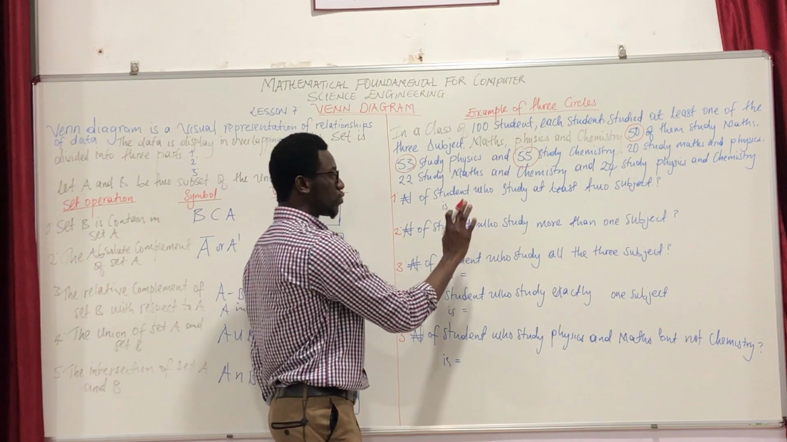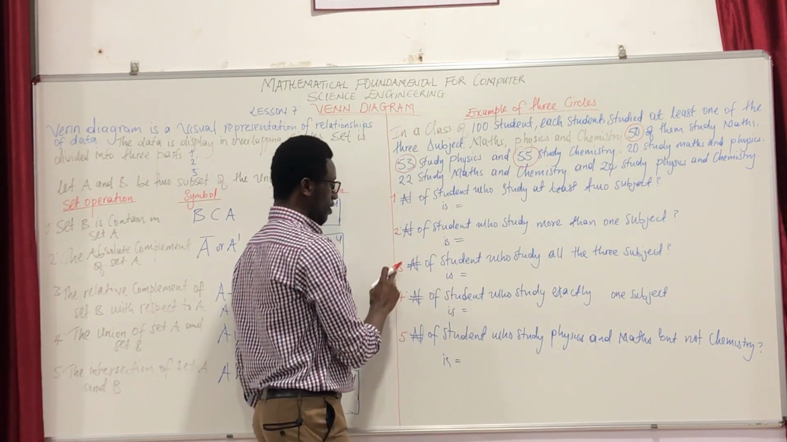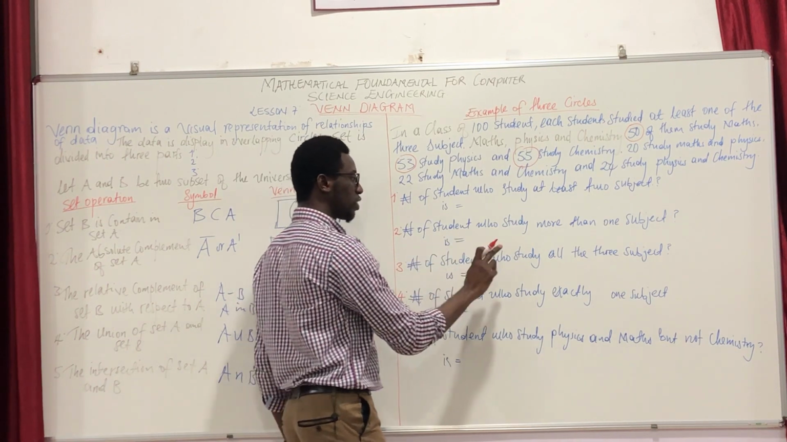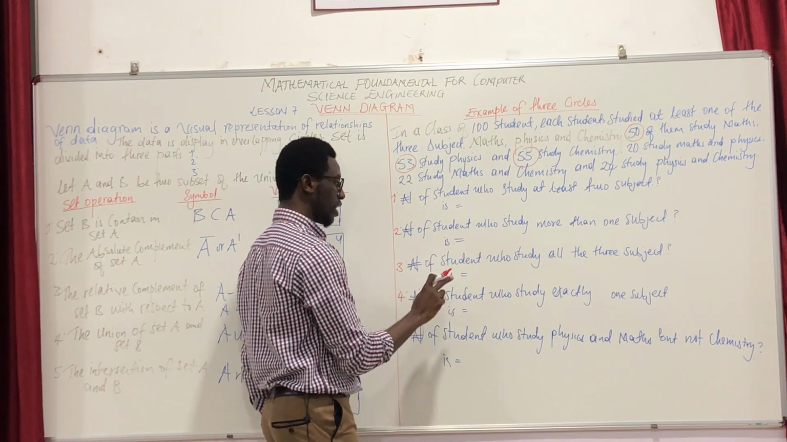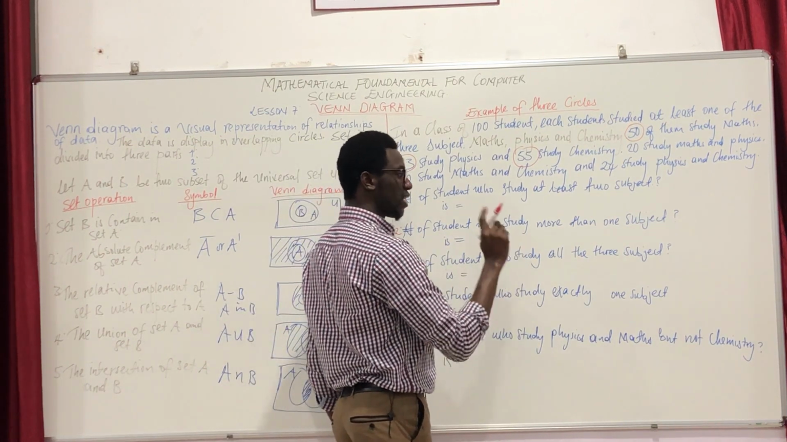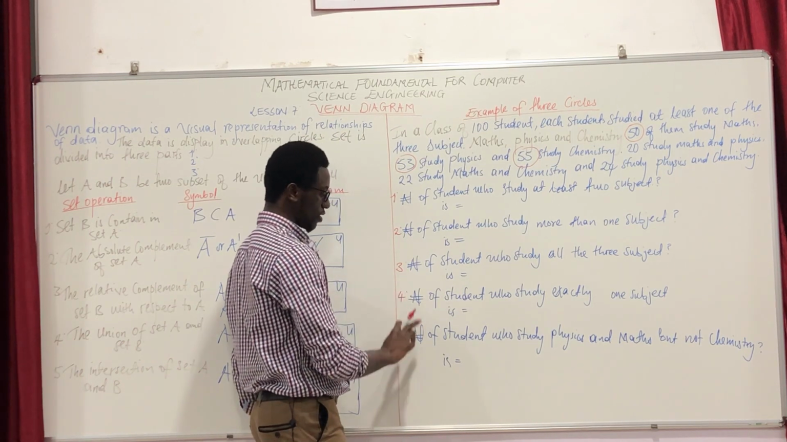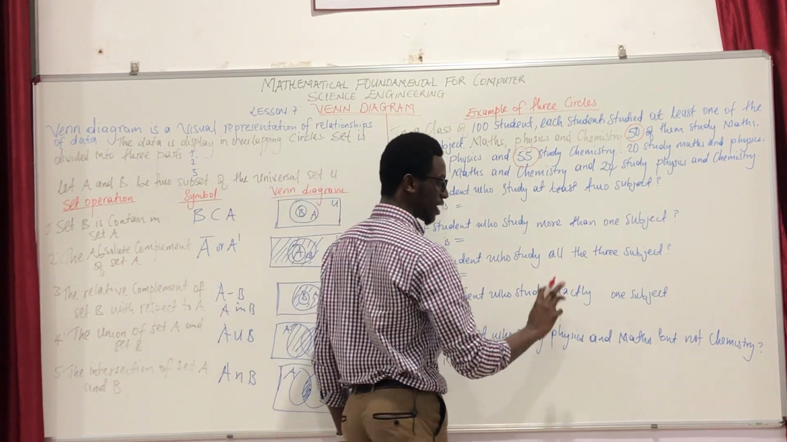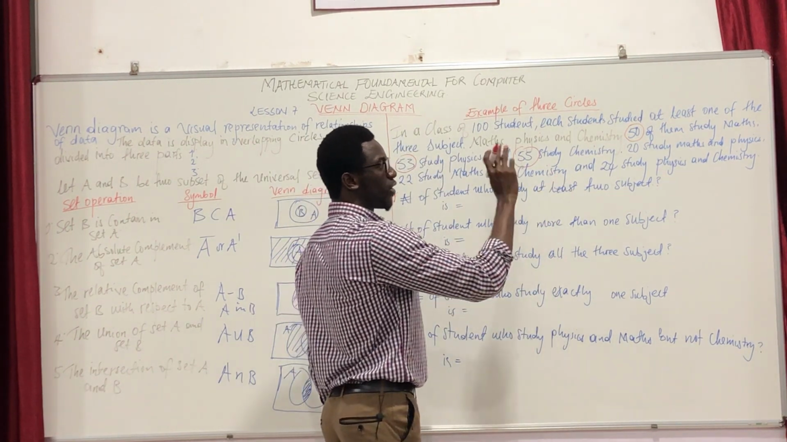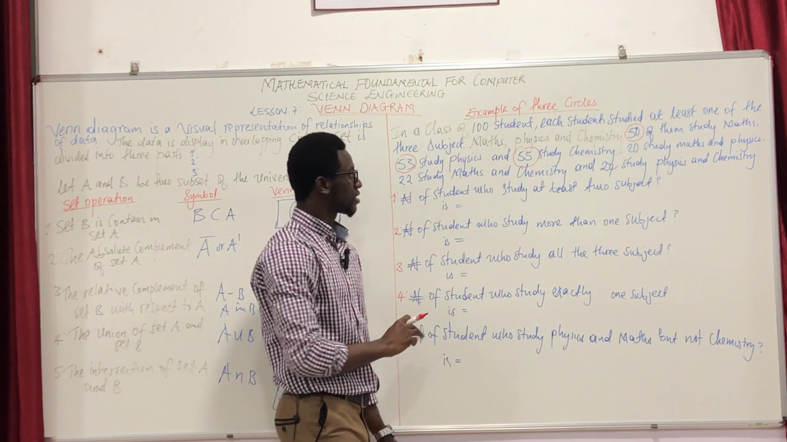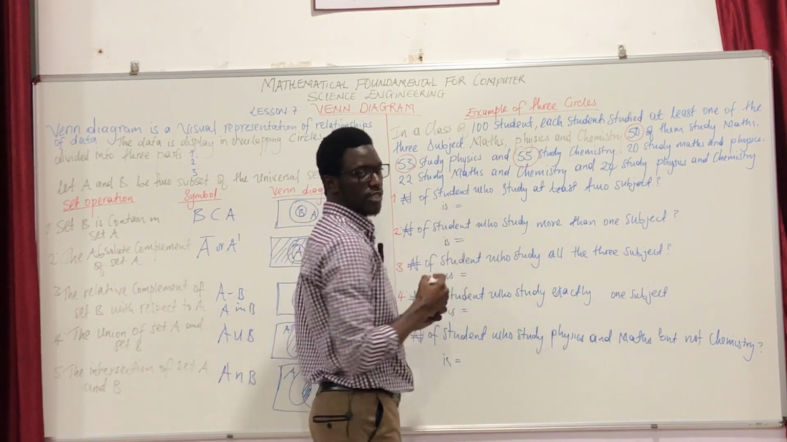The number of students who study more than 1 subject. Then we need to solve this one again. The third one says the number of students who study all the 3 subjects. And the fourth question says the number of students who study exactly 1 subject. And finally, the last one here on the board says the number of students who study physics and maths but not chemistry. So we are going to solve this problem first by drawing the Venn diagram of this type of problem. Then we'll try to figure out how we are going to solve this problem.